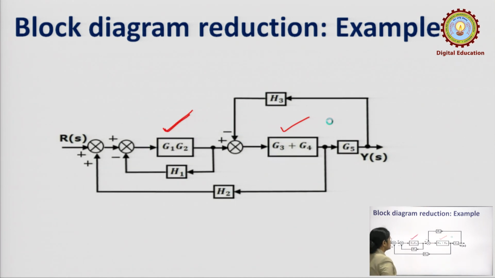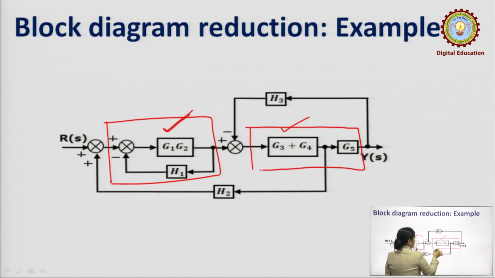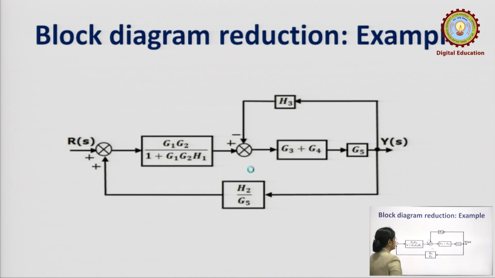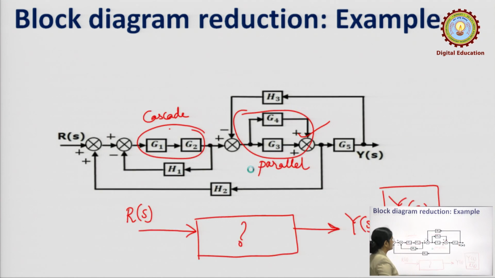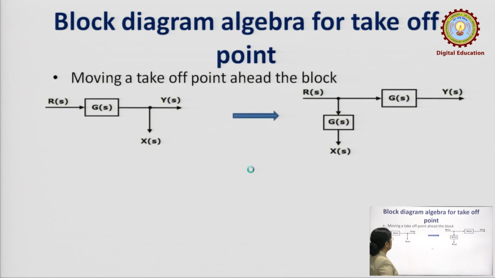Now, how can we add up these two things? In the next step we need to take care how we add up. One combination we are getting here is this, the other combination we are getting is this. We can see in this slide this takeoff point, since we are not able to bring the two blocks in cascade, G3 plus G4 block and G5 block are not coming together just because of this takeoff point, and therefore, we can shift the takeoff point beyond a block. So, we will just see what we do to shift a takeoff point beyond a block.